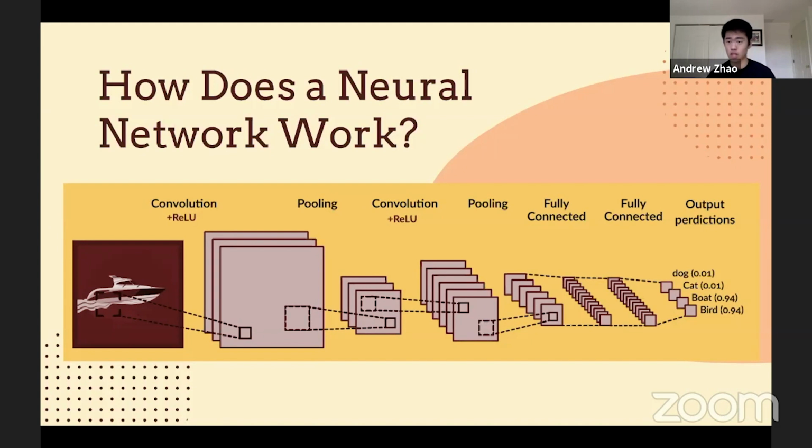For example, if we look at a picture of a boat, it passes through multiple layers, each of which has neurons inside of it, to essentially gain new insights and really determine that it's not a dog, it's not a cat, it's actually a boat. And that's exactly what we're doing. We're training our machine to learn how to recognize objects and images.